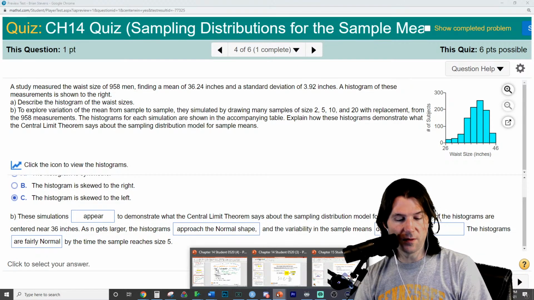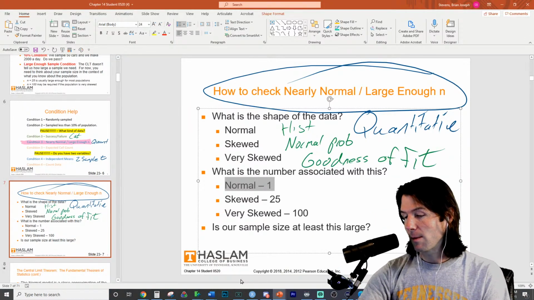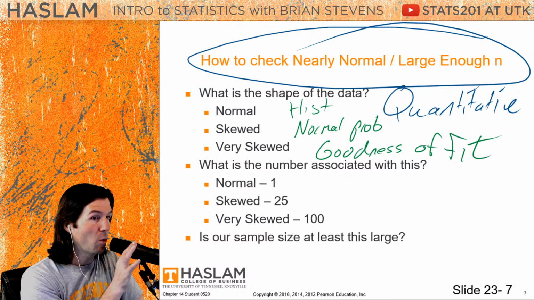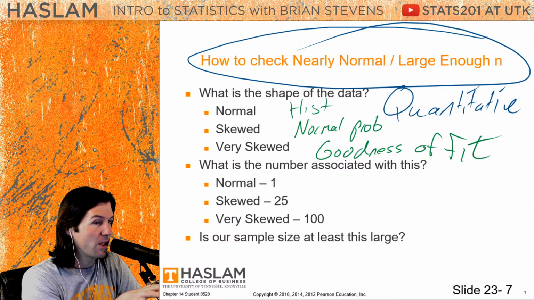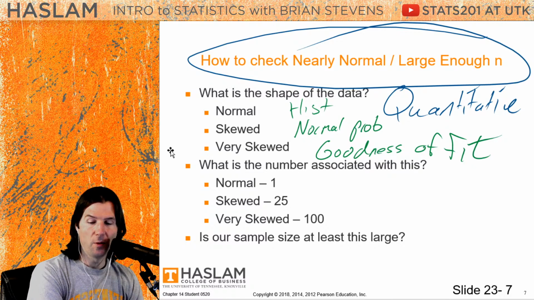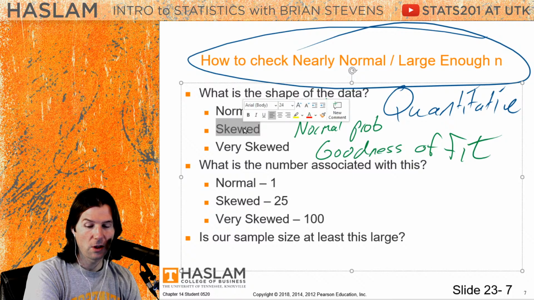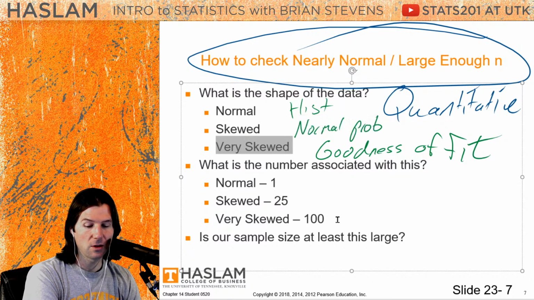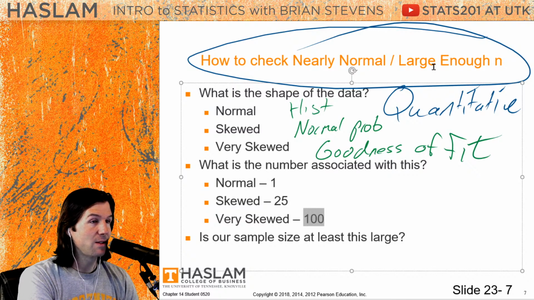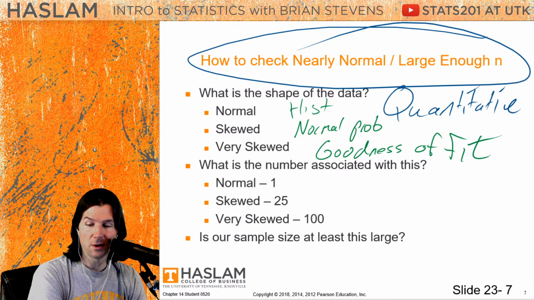And this goes back to the large enough n condition. Just to show these notes briefly, let's hop over to the lecture screen. The large enough n condition states that the more skewed it is, the larger n needs to be for the distribution to be nearly normal. Going from normal, we need 1. To skewed, we need 25. To very skewed, we need 100. The more skewed it is, the larger the sample size. The less skewed it is, i.e. more normal, the smaller the sample size needed. We can check the skew via the histogram, the normal probability plot, or the goodness of fit test.